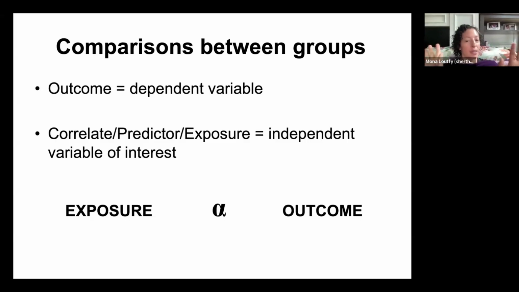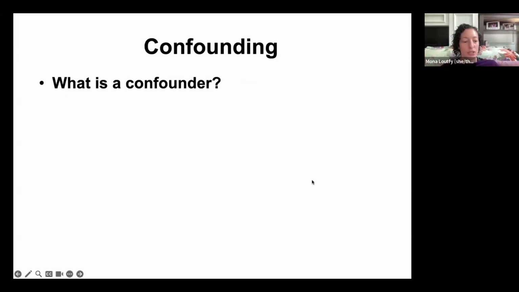I'm going to stick with the word exposure because I'm trained as an epidemiologist. But that's a little confusing because we use different words to describe the same thing. Independent variable, exposure, predictor, correlate, risk factor, those are all synonymous. Dependent variable is synonymous with outcome. And we'll end on this one.